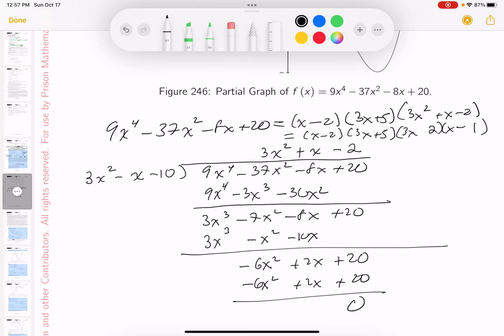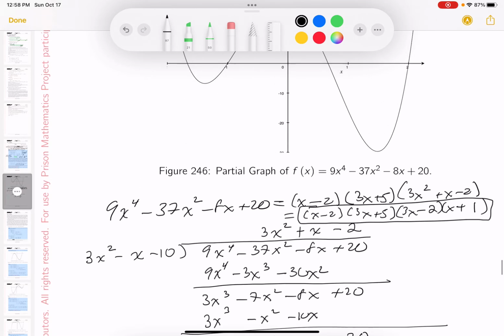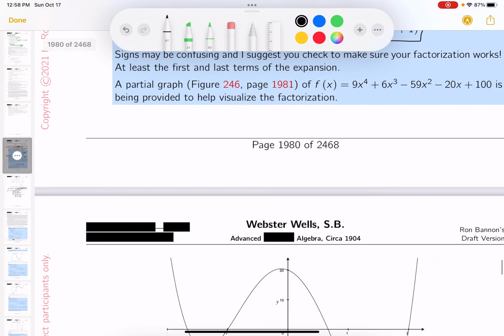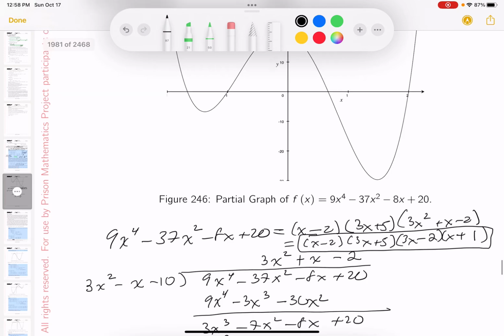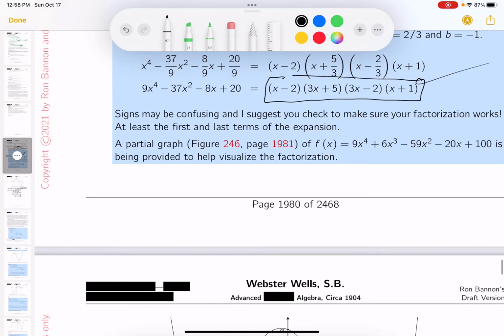And let me just take a look at plus minus. Let me just make sure that's right. 3x squared, 3x minus 2x. Yeah, it works beautifully. I got this over here. What I do is use long division. But again, I appreciate what Wells is saying. Now, of course, when I go back over, I want to make sure you understand we got that answer, x minus 2, 3x plus 5, and then 3x minus 2, and x plus 1.